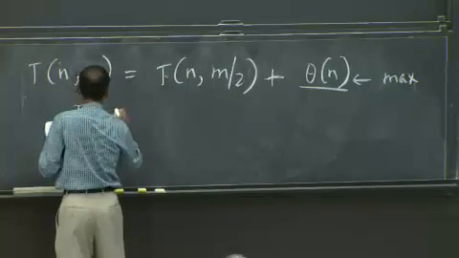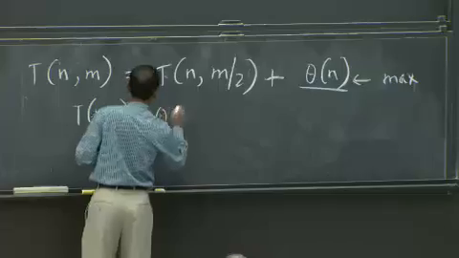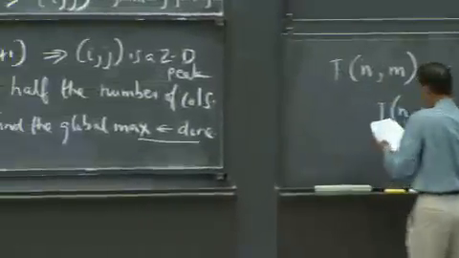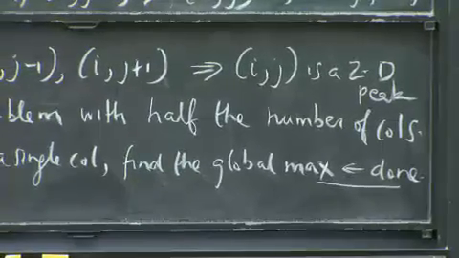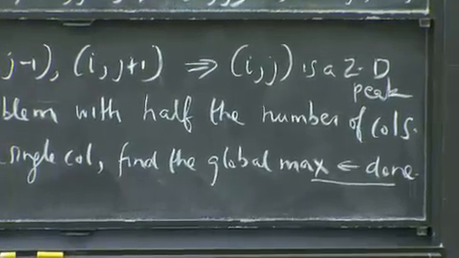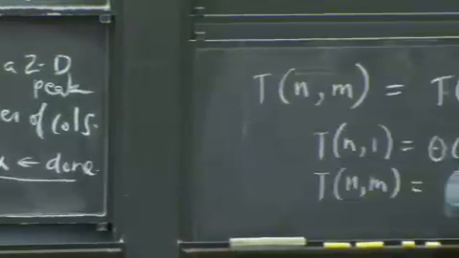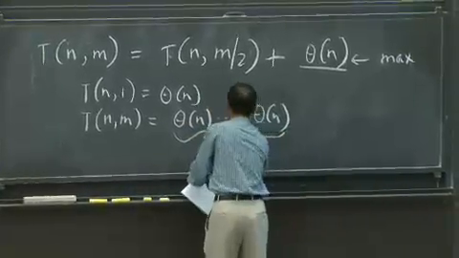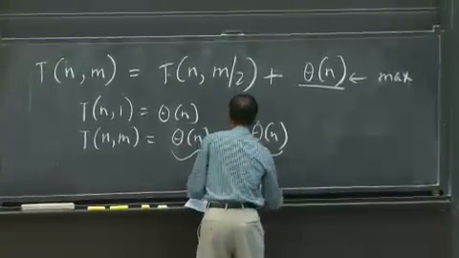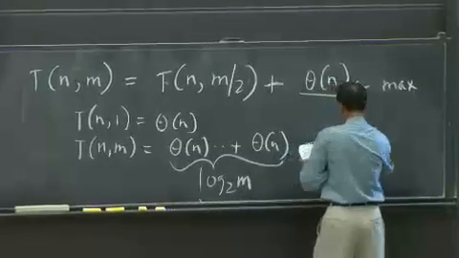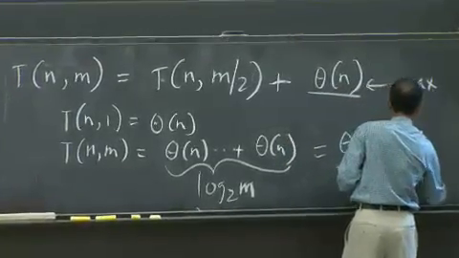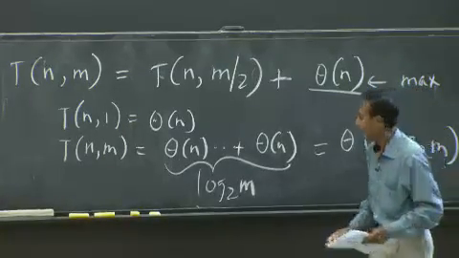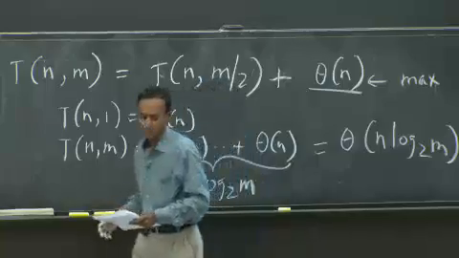And so if you run it through, and you know that T of n, 1 is theta n, which is this last part over here, that's your base case. You get T of n, m is theta of n added to theta of n log of m times, log 2 of m times, which is theta of n log 2 of n. All right?